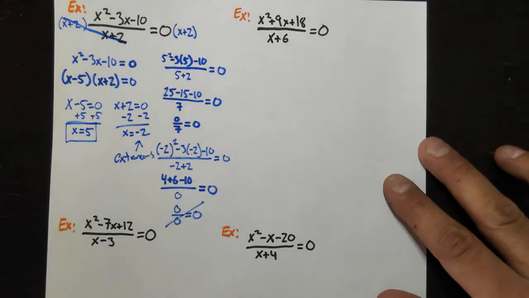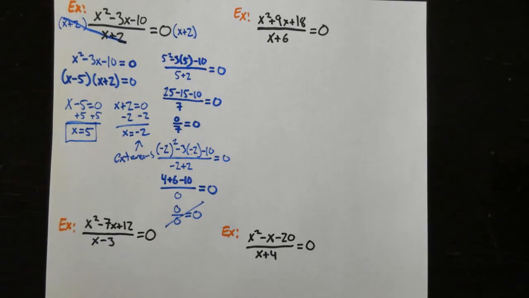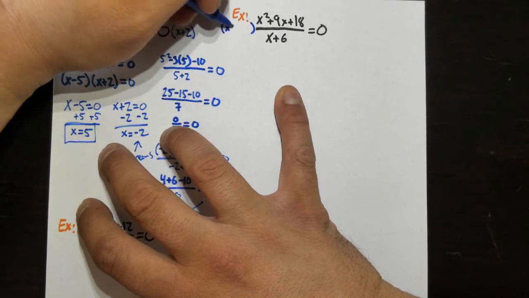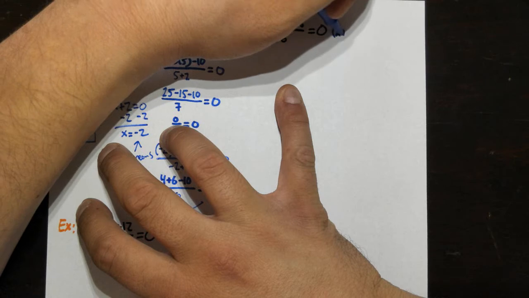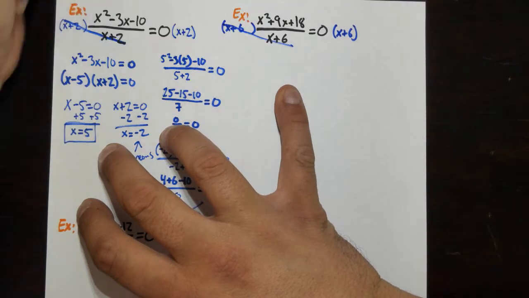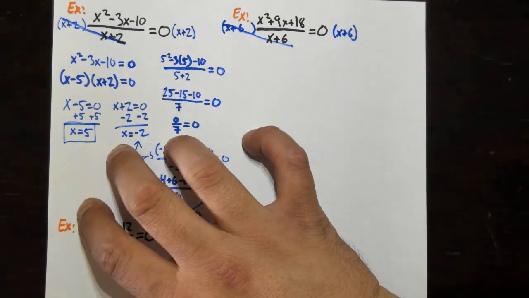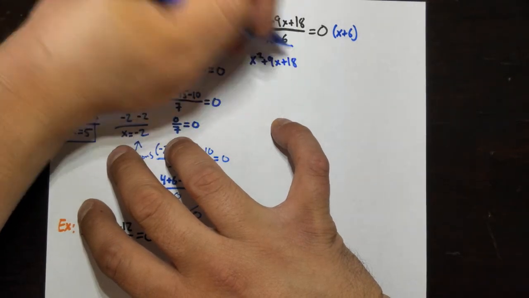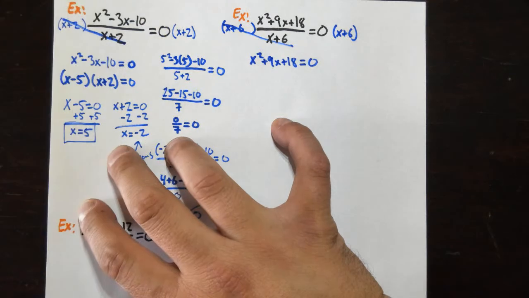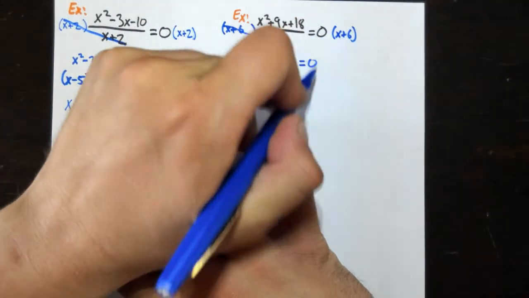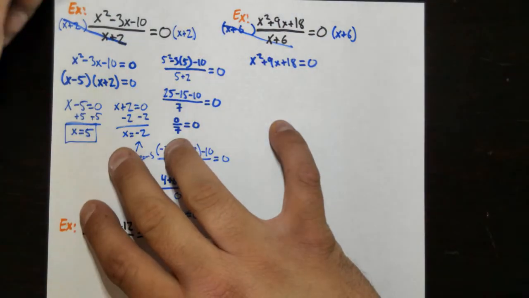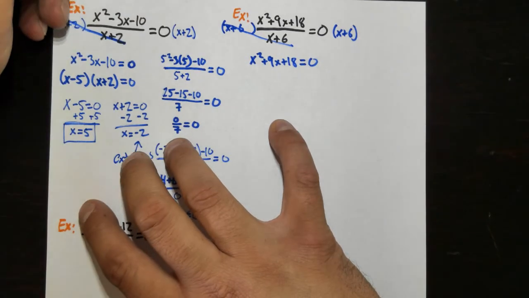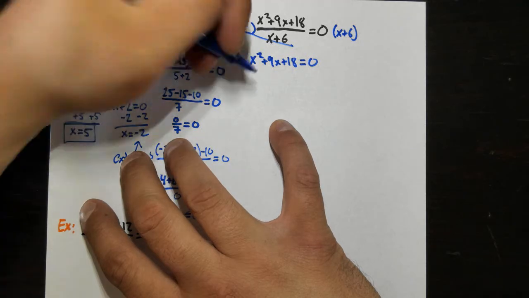So here, again, first step, we want to multiply both sides by the denominator to get rid of that fraction. That will cancel. So what we have here is x squared plus 9x plus 18 equals 0. All right, 0 times whatever is always 0. And then let's factor. Two numbers that add to 9 but multiply to 18. That's going to be positive 3 and positive 6.